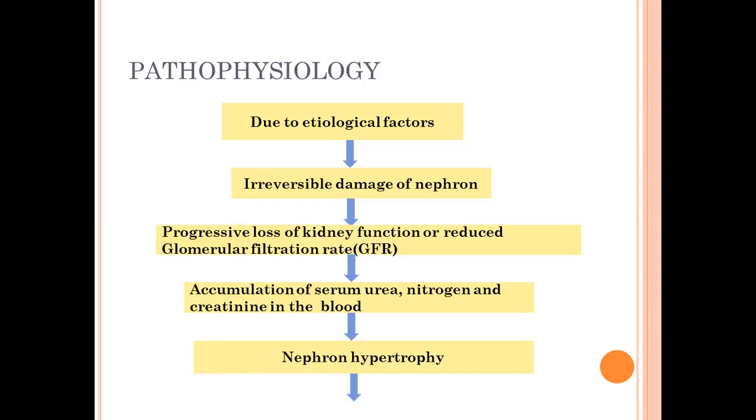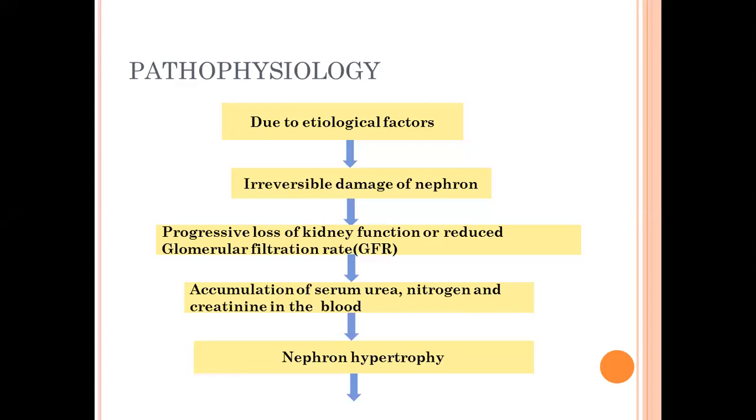Because of the damage of the nephron, the kidney will not be able to do its normal function, and the glomerular filtration rate will be decreased. Because of this, there will be excessive accumulation of serum urea, nitrogen, and creatinine in the blood. When you do your blood test, you can immediately see the rise of this serum urea and creatinine. It will be very high in the test.